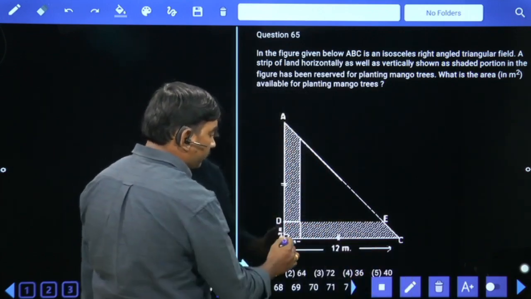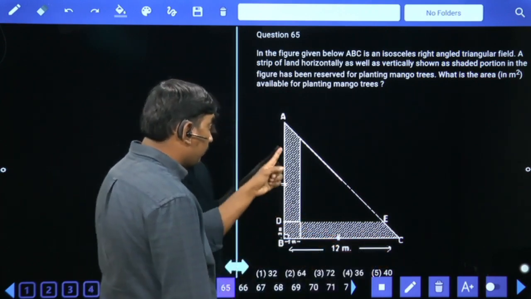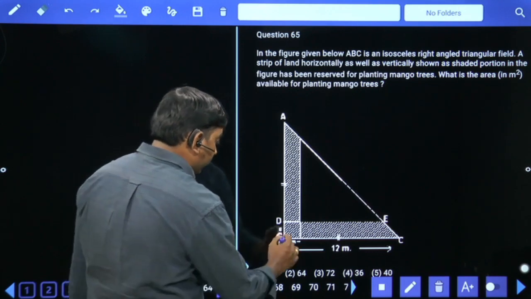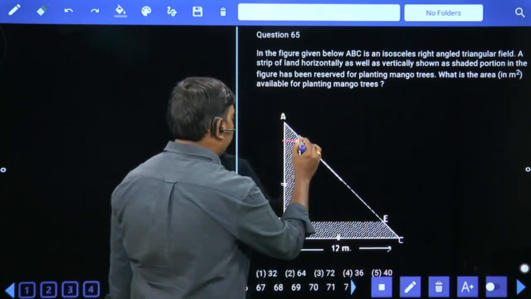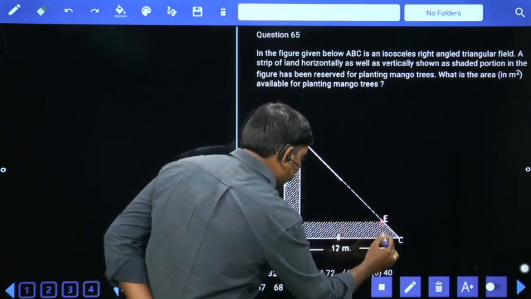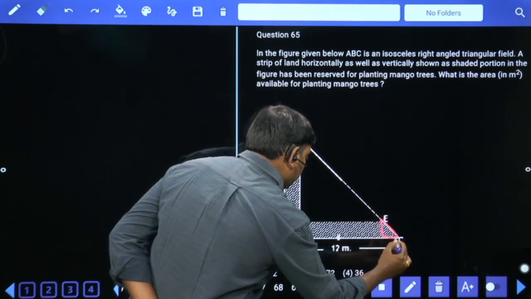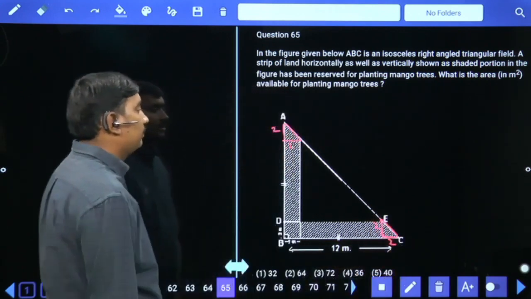AB 12, BC also 12. Why? Because these two are equal, symbol given. This is 12 means AB also 12. And this value is 2. This is 2. This is also 2, 2. These two are right angle triangles.